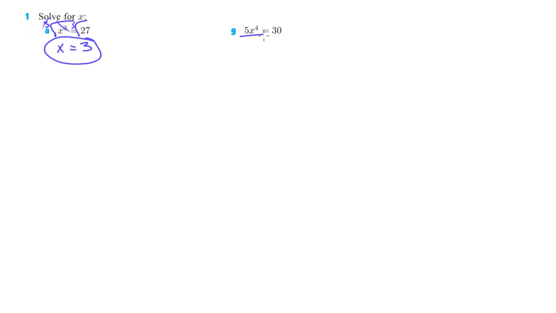Okay? This one here, first step, divide both sides by 5, and we get x to the fourth equals 6, and then we're going to want to take the fourth root of both sides. This fourth root and this fourth power cancel out, and we are left with x equals the fourth root of 6. Since it's an even root, it's plus or minus the fourth root of 6.